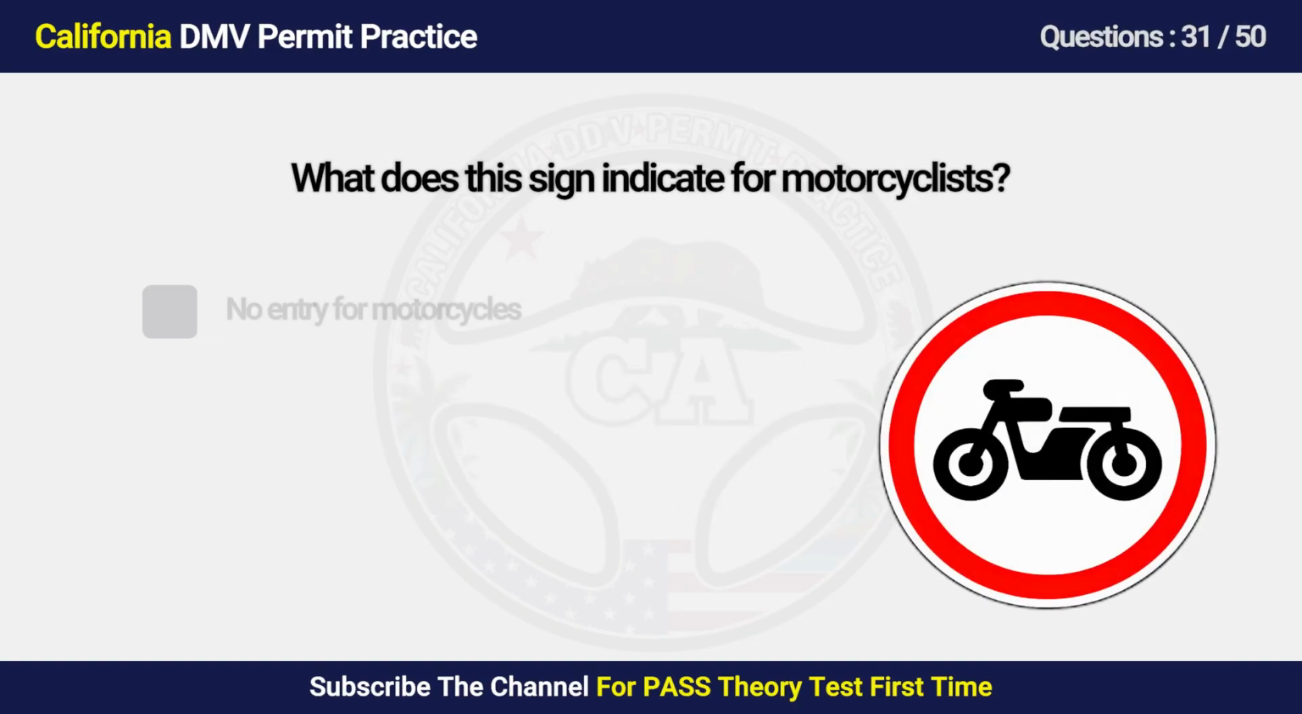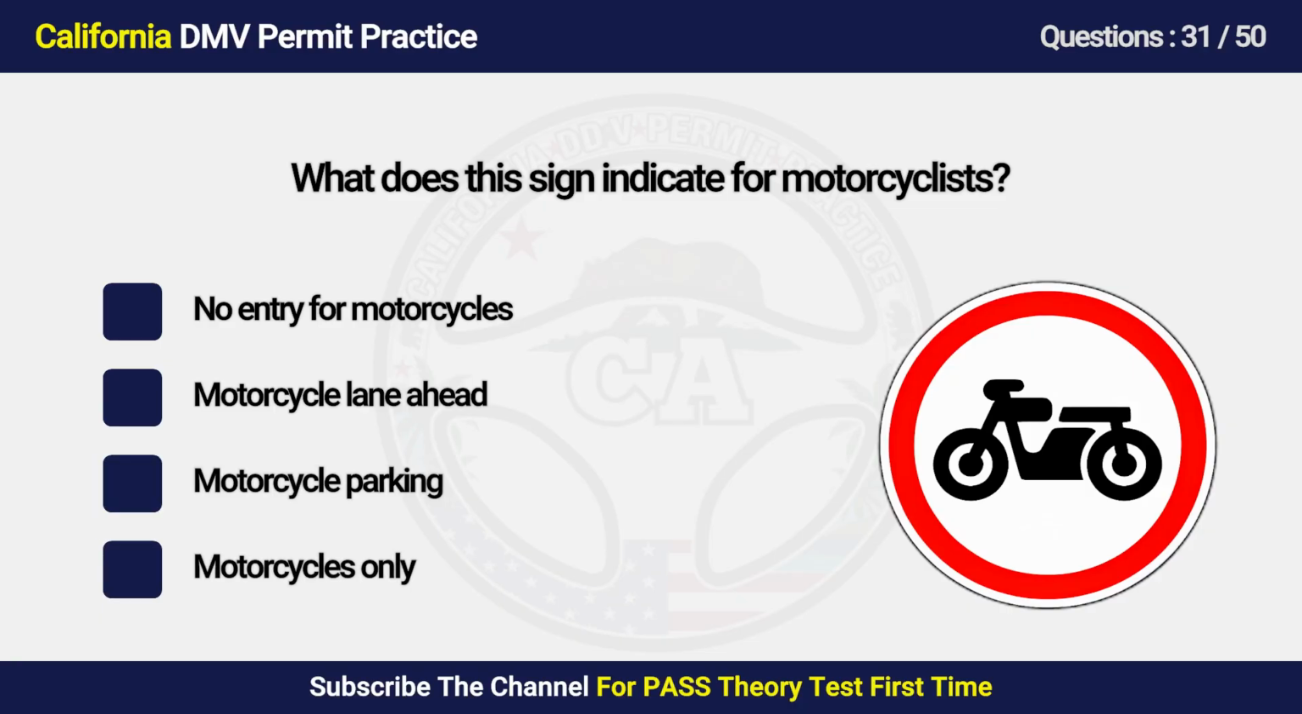Question 31. What does this sign indicate for motorcyclists? A. No entry for motorcycles. B. Motorcycle lane ahead. C. Motorcycle parking. D. Motorcycles only.